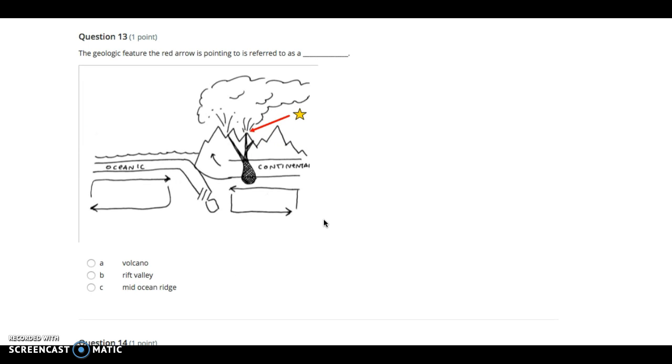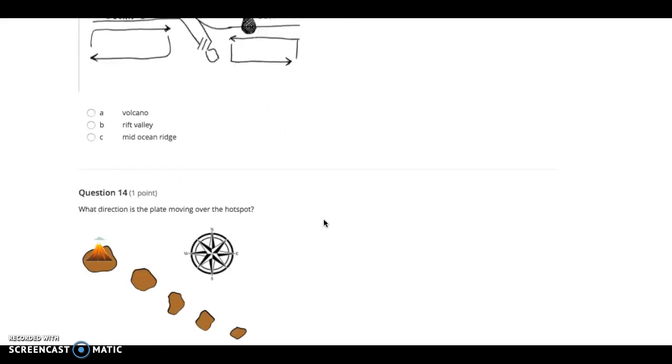Question 13. The geologic feature the red arrow is pointing to is referred to as a blank. A. Volcano, B. Rift Valley, C. Mid-ocean ridge.